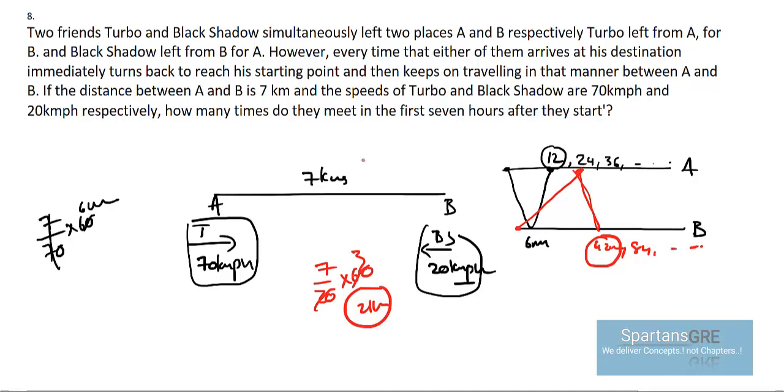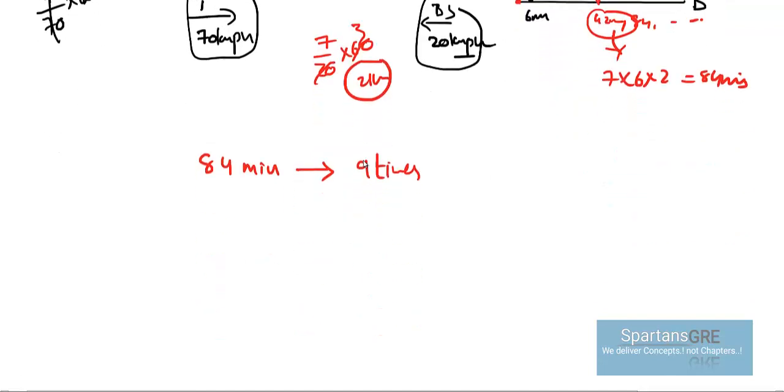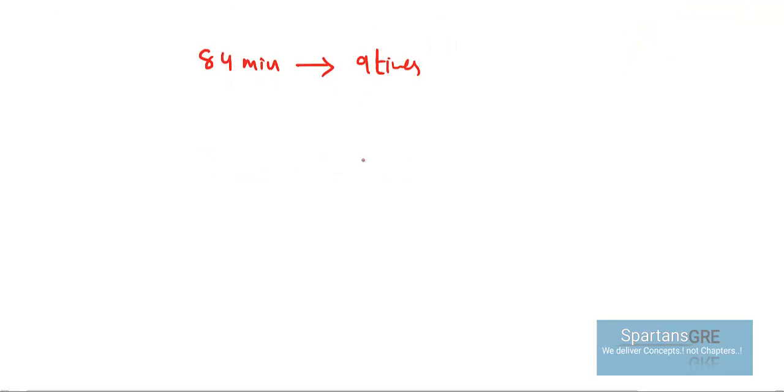Now at what time will both A and B reach their origins at the same time? That will be the LCM of 12 and 42. LCM of 12 and 42 will be 7 into 6 into 2, which is 84. That means 84 minutes. So exactly after 84 minutes, both of them reach their origins at the same time. So in 84 minutes, they will meet 9 times. Why? Because the speed ratio is 70 to 20, that means 7:2. Since they have asked about meeting, it will be 7 plus 2, which is 9. So in 84 minutes, it will be 9 times.